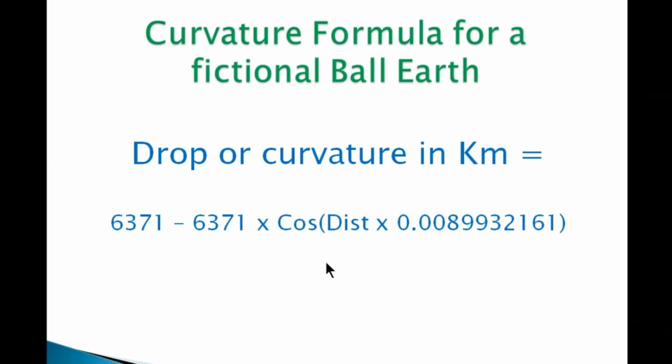we end up with the final product for the curvature formula for a fictional ball Earth. And the drop, as I would call it, in the curvature from the start point in kilometers can be expressed as 6371 minus 6371 multiplied by the cosine of the distance being investigated times 0.00899326161.